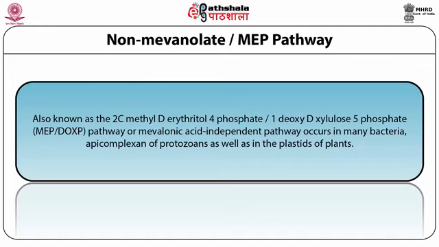The non-mevalonate pathway or the MEP pathway, also known as 2-C-methyl-D-erythritol 4-phosphate or 1-deoxy-D-xylulose 5-phosphate pathway or mevalonic acid independent pathway, occurs in many bacteria, apicomplexan protozoans, as well as in the plastids of plants.